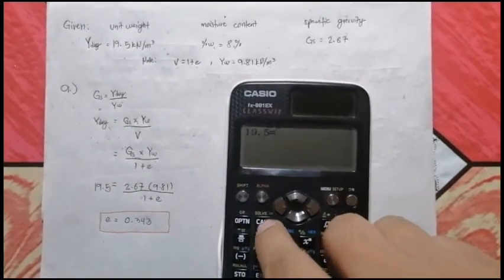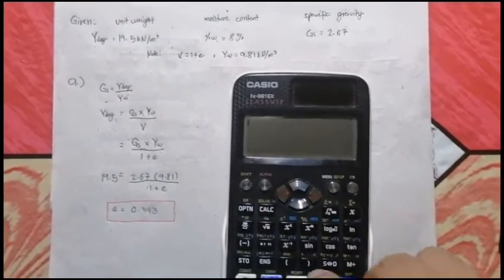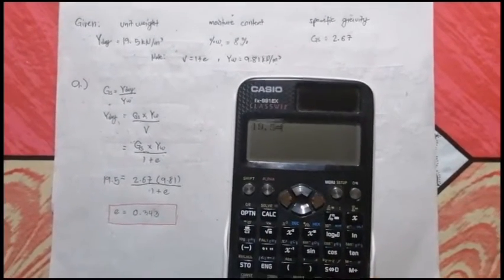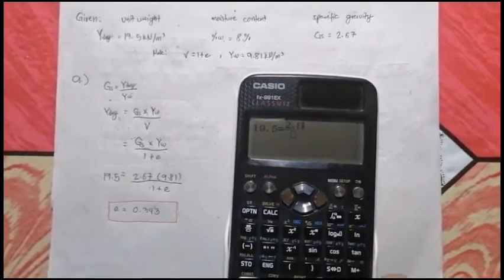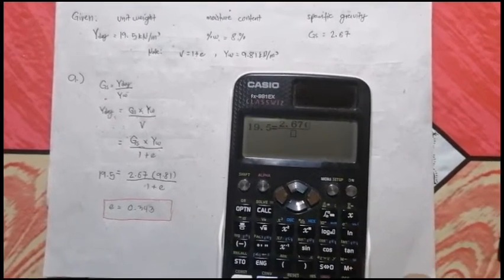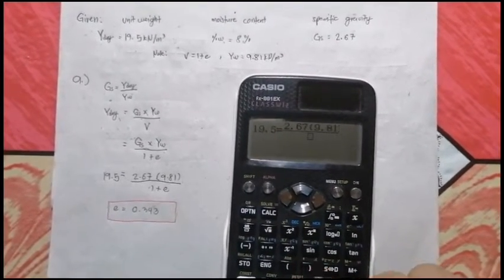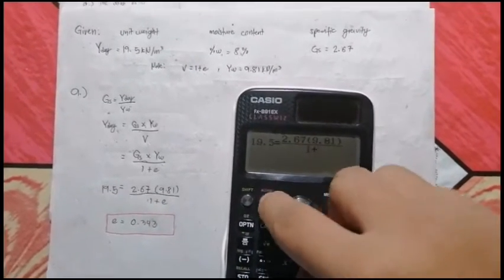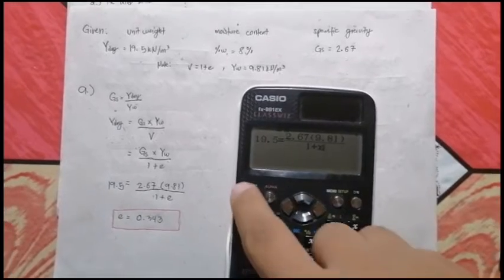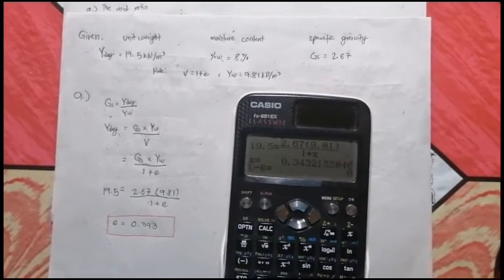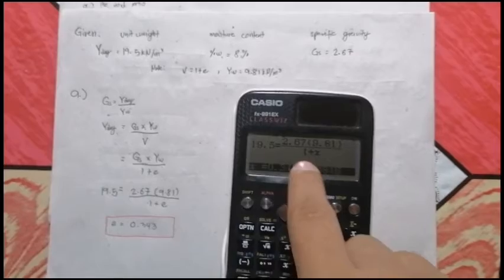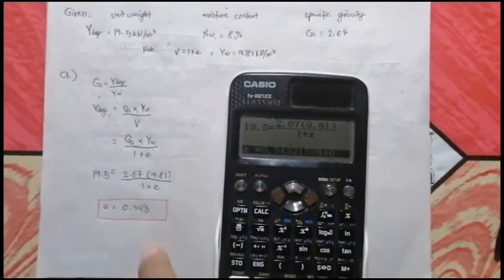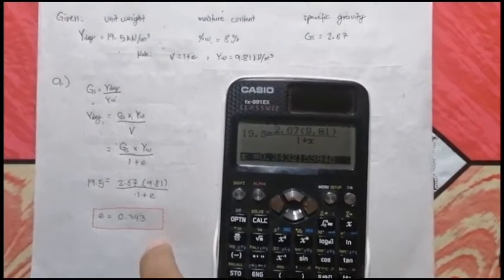19.5 equals 2.67 times 9.81 over 1 plus e. Solve. And yan, 0.343. Ang ating void ratio ay 0.343.